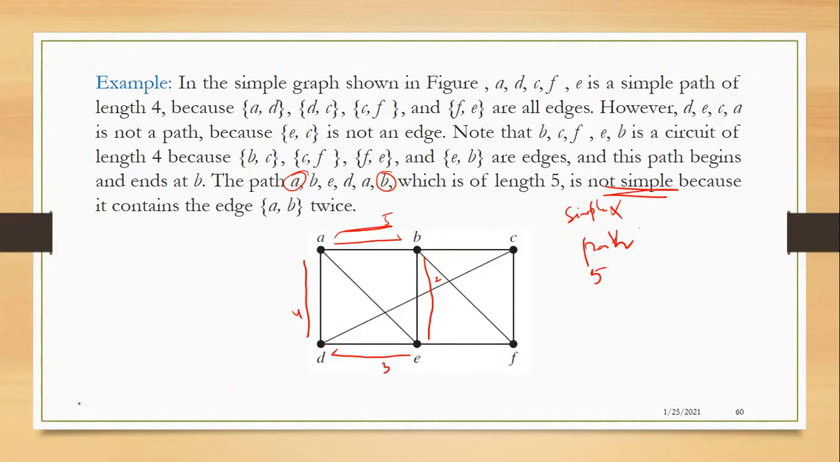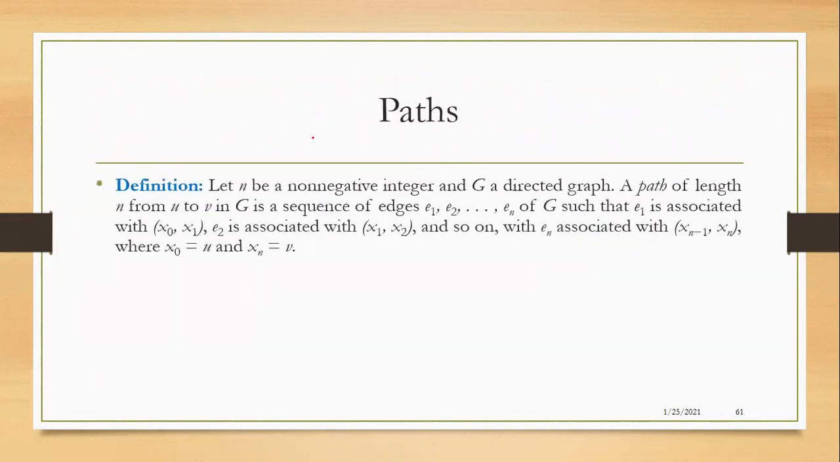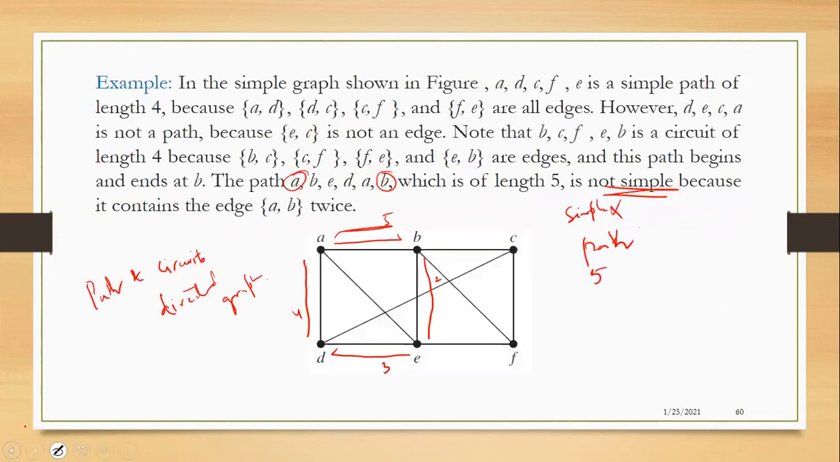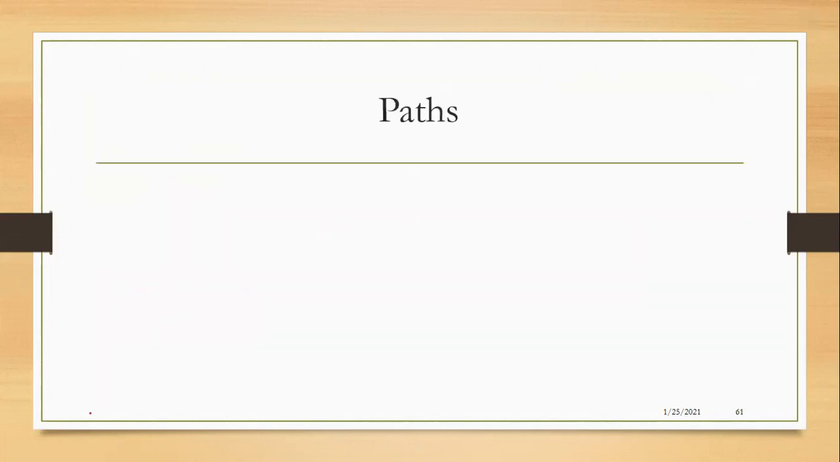Now, apart from that, we have paths and circuits in directed graphs also. For that, you can refer back to your relations topic. Here we will give you a few more definitions. Suppose n is a non-negative integer and G is a directed graph. Earlier, all these definitions and the examples we have seen are for undirected graphs. Now we will be seeing paths in directed graphs.